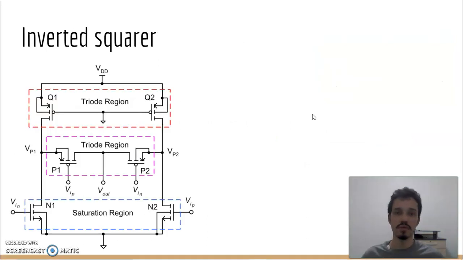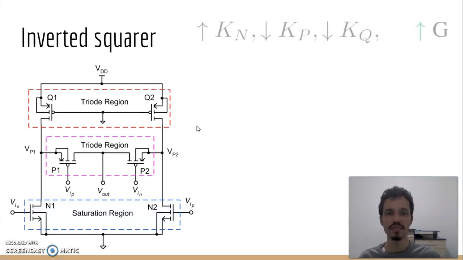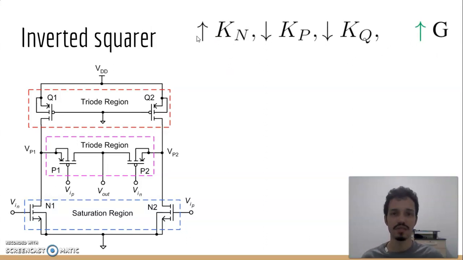To circumvent this problem of a low gain, we propose a complementary version of the baseline squarer, and we call it an inverted squarer. In the circuit, we have NMOS devices operating in saturation and driving the circuit's current, while PMOS devices in groups P and Q operate in triode. We still have the same logical relationship as before between K's and the gain, in which a higher K for the devices operating in saturation and a lower K for the devices operating in triode leads to a higher gain.